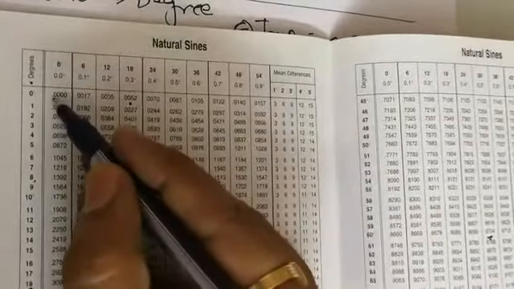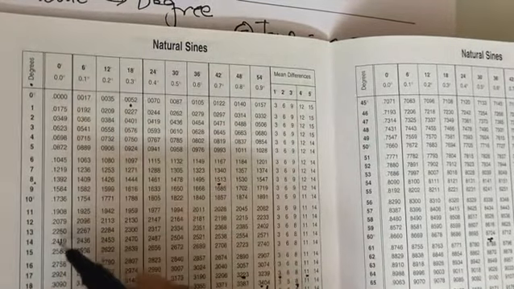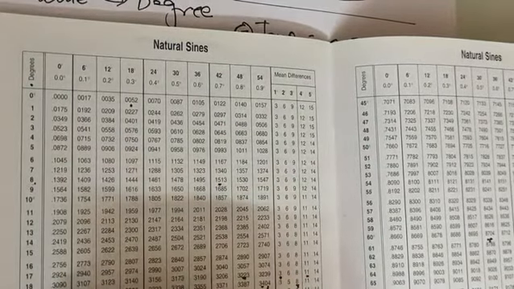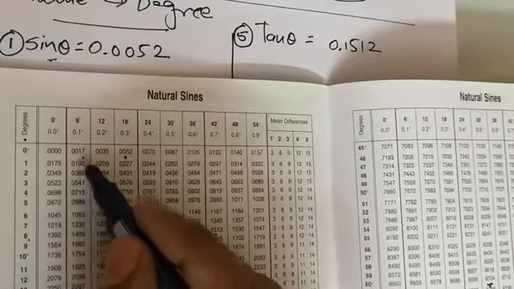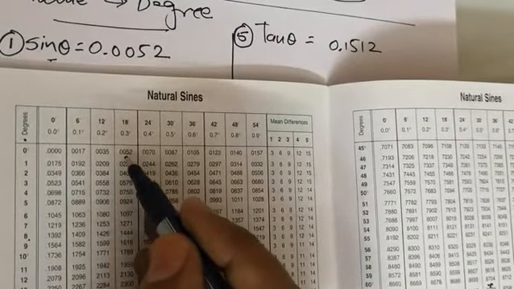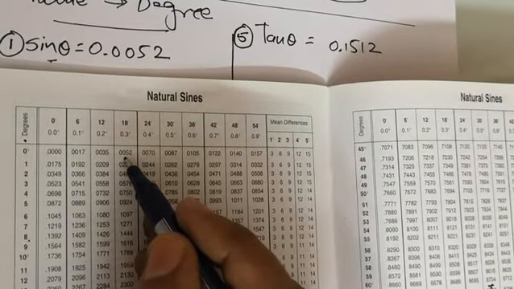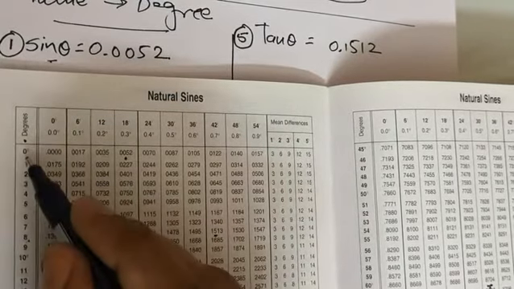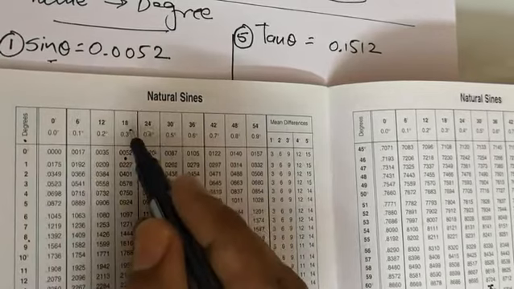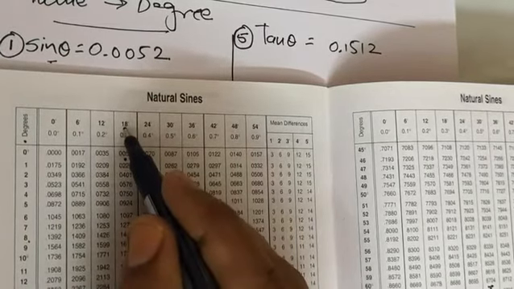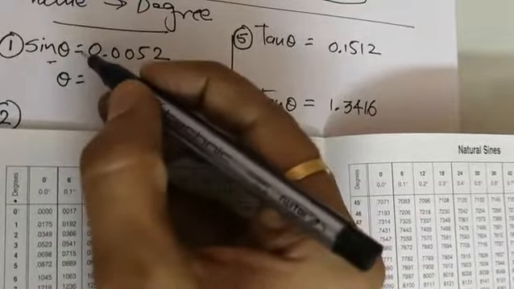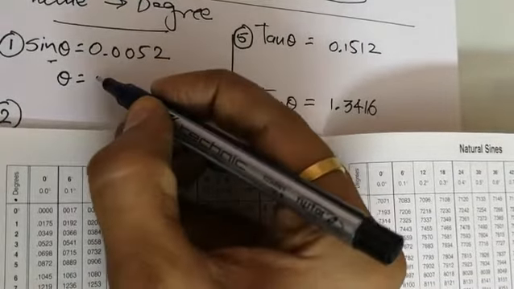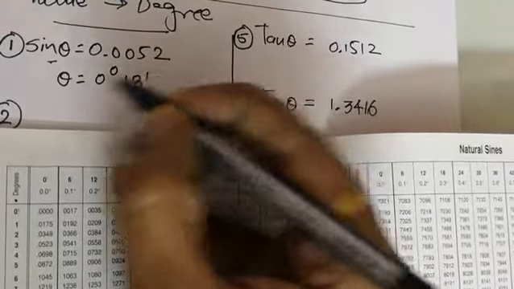We want to see 0 point. So the very first line is dealing with 0 point. Then we want double zero. So yes, this is the line dealing with the double zero. We want 0052. Yes, this is the point I have. So you can say that it is dealing with 0 degree, and the minutes are 18 minutes. So the value of theta for this sine theta is theta equals 0 degree and 18 minutes.